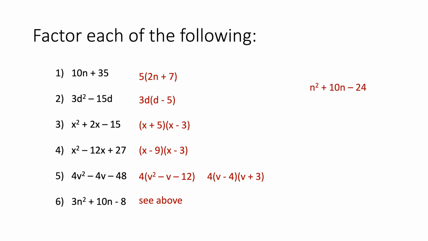When I wrote C above, that was so that you could follow the work over here. So the 3 times -8 gives me -24. Then I just factor this as usual. Two numbers that multiply out to -24 add up to 10. That would be 12 and -2.